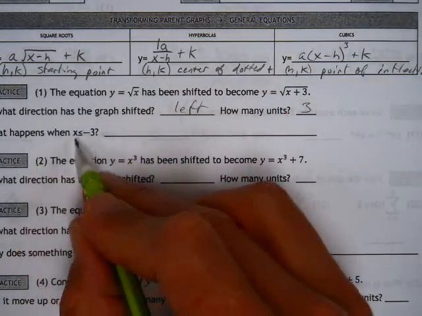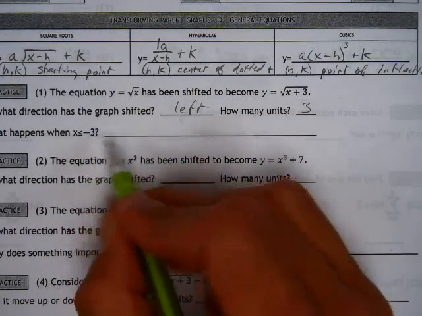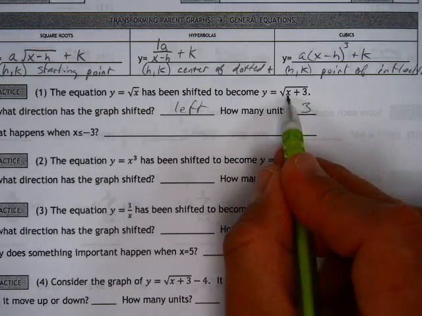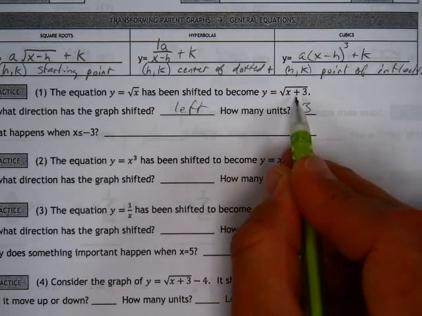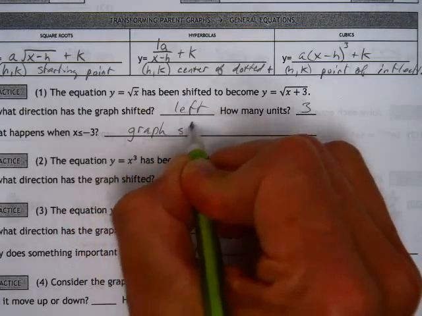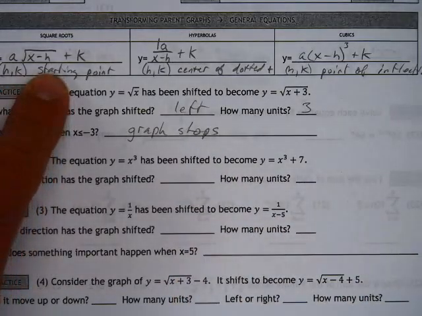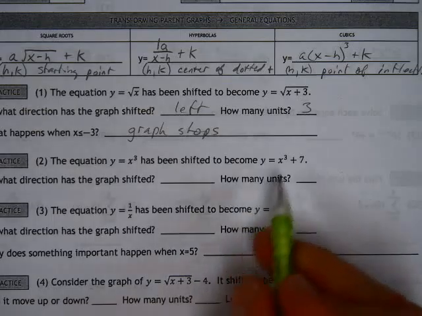And when it says what happens when x is less than or equal to -3, well, at least less than -3. If x were -4, we'd end up with the square root of a negative, and basically the graph stops. Okay, the graph stops because it has a starting point, and it starts at a certain place because we don't deal with the negative numbers.